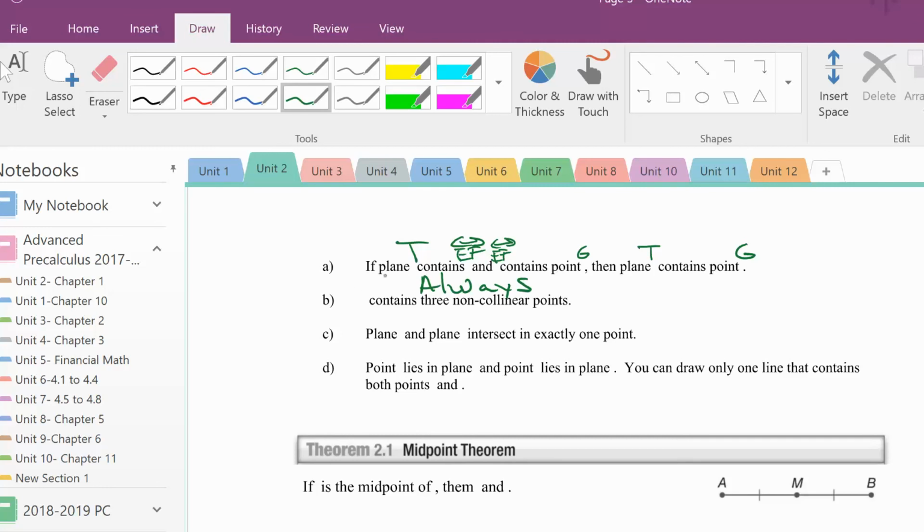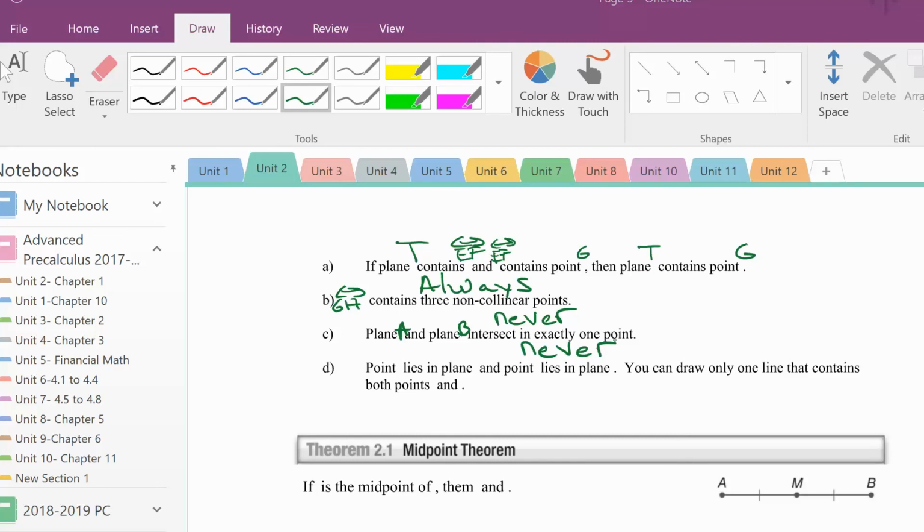GH, which is a line, contains 3 non-collinear points. That is never true because remember, if it's a line, all the points are going to be collinear, not non-collinear. Plane A and plane B intersect in exactly 1 point. That is never true. Remember, the intersection of a plane is a line.